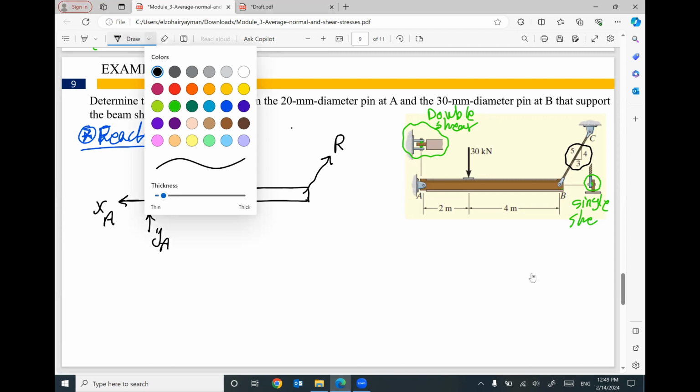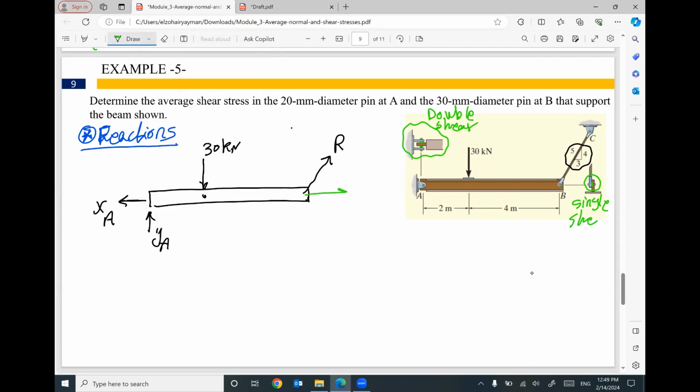So I can break this reaction into two components. If you assume this is your angle theta, I will have R cosine theta, and this is the vertical component R sine theta. Just keep in mind, this angle theta will be equal to this one. So sine theta will equal 4/5. Cosine theta will equal 3/5. That means I can say this term is 3/5, and this term is 4/5.